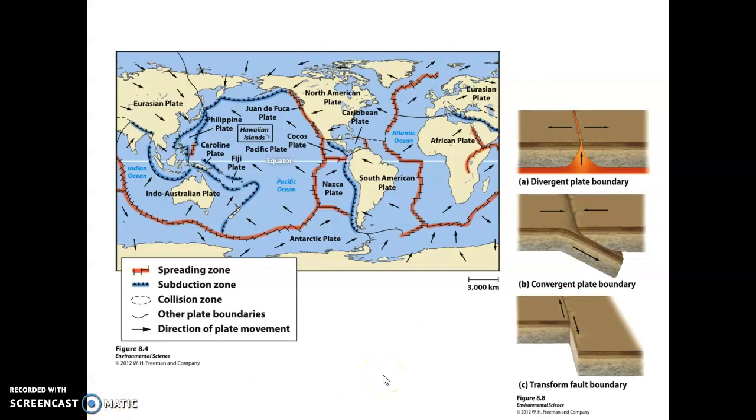So next we're going to look at what happens when these plates are coming into contact with one another, perhaps in a convergent plate boundary or interacting with one another as a transform fault boundary.